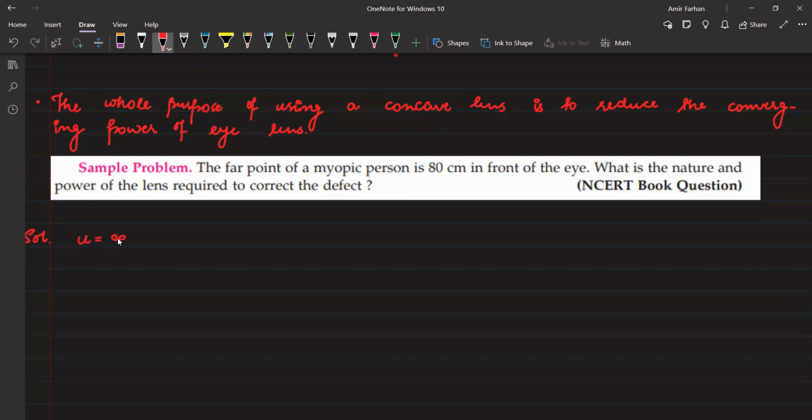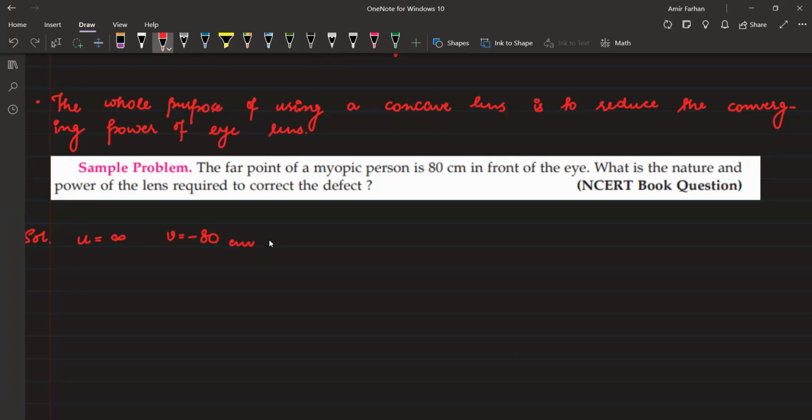Yes, sir. It is infinity, okay? And the image is formed in front of the eye. So in front of the eye means that the eye is there and the image is forming in front of it. That means that this would be negative. Yes or no, everyone? Because we are going in the opposite direction of light rays. So that would be minus 80 centimeter. Okay.